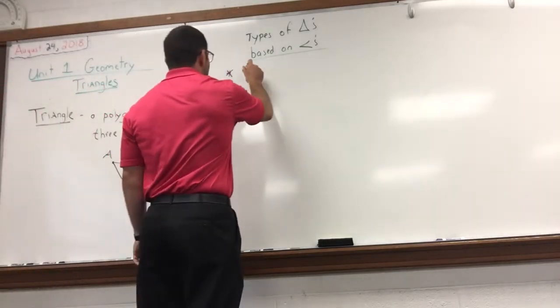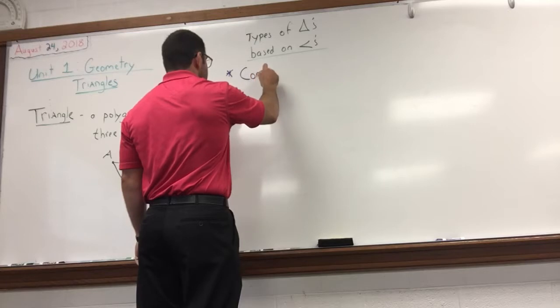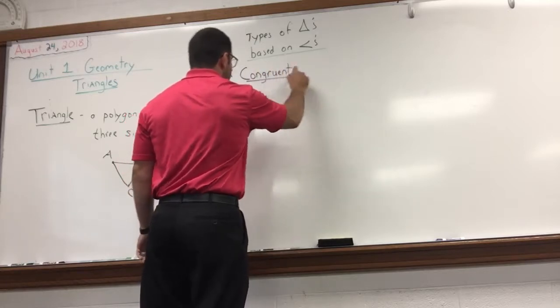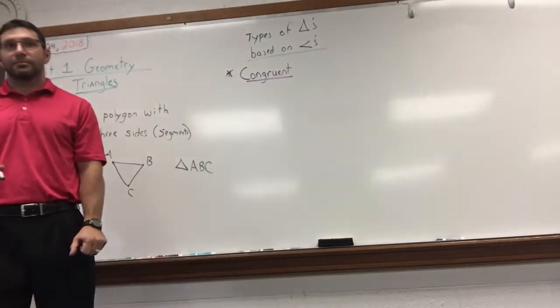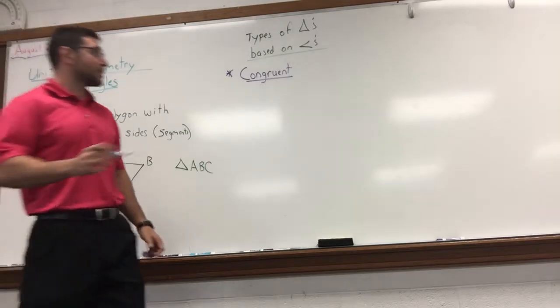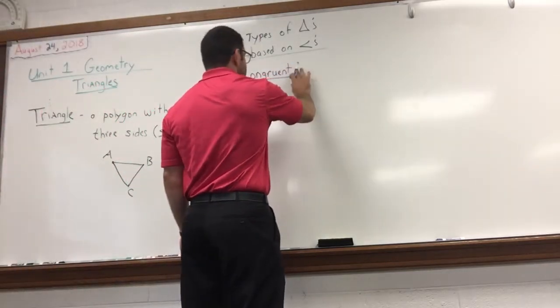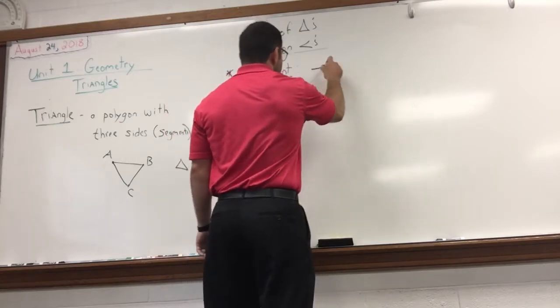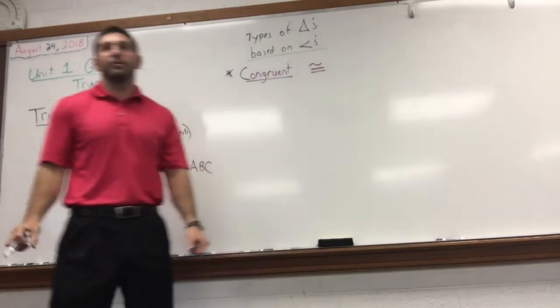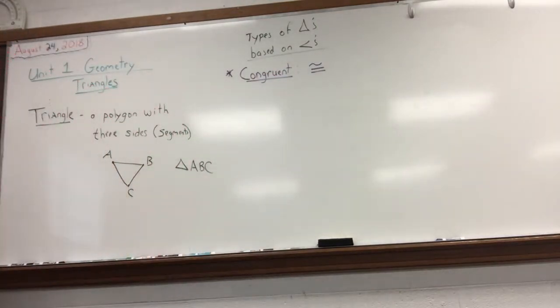The word is congruent. There is a symbol for congruent. The symbol for congruent is an equal sign with an enye over the top. Okay, for most of us, that's just a squiggly line. That's fine. It's called an enye. So it's an equal sign with an enye.